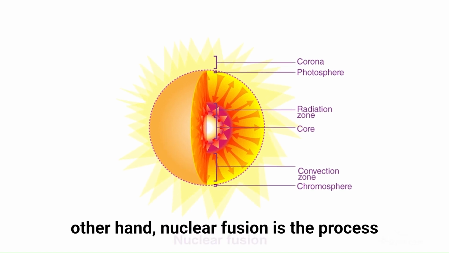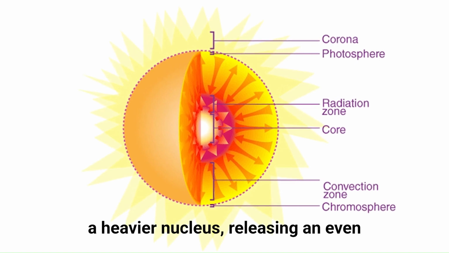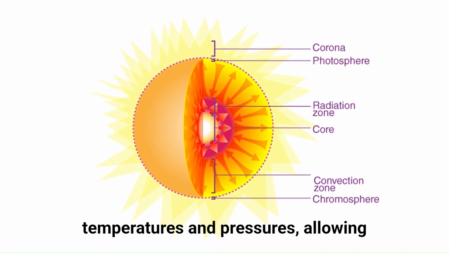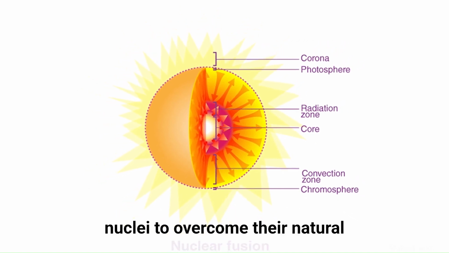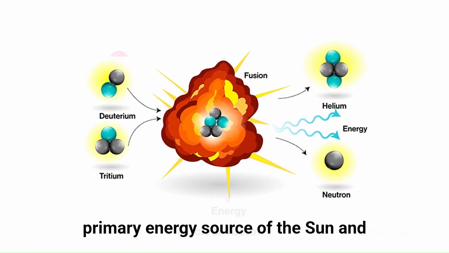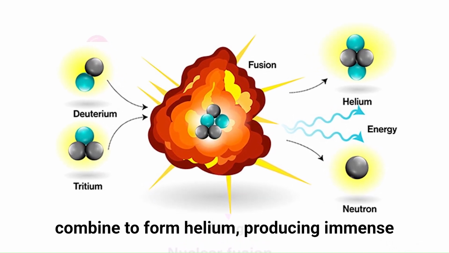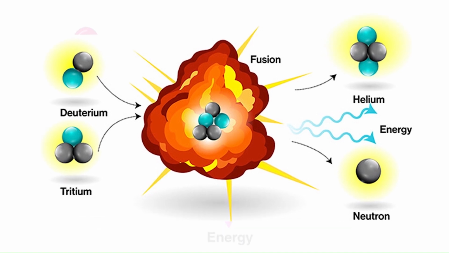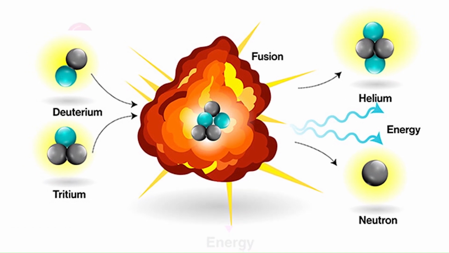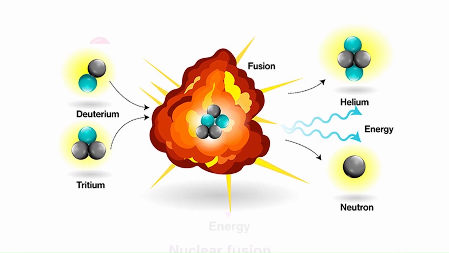On the other hand, nuclear fusion is the process in which two light nuclei combine to form a heavier nucleus, releasing an even greater amount of energy. This reaction occurs under extremely high temperatures and pressures, allowing nuclei to overcome their natural repulsion and merge. Fusion is the primary energy source of the Sun and other stars, where hydrogen nuclei combine to form helium, producing immense energy that sustains life on Earth. Scientists are actively researching controlled fusion for energy production, as it promises a nearly limitless, clean, and sustainable power source.